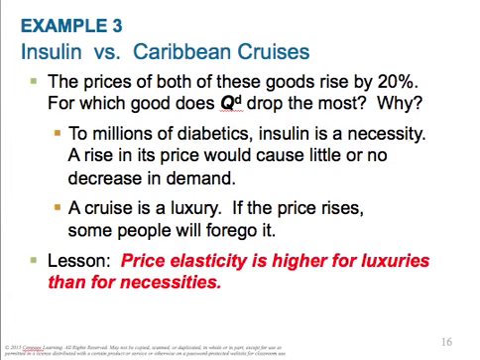A cruise is a luxury. If the price rises, some people will forego it. They'll just go do something else with their free time. Lesson here, price elasticity is higher for luxuries than for necessities. So necessities are necessaries, things you have to have. So the demand for that's not going to change as greatly as it would for a luxury. For luxury, if price goes way up, you just find a new luxury.